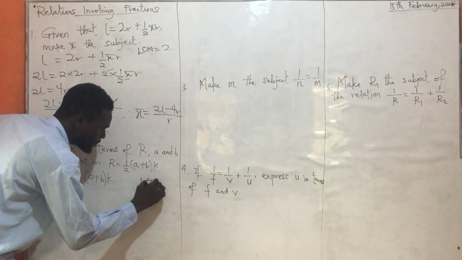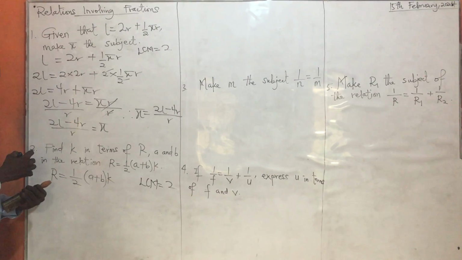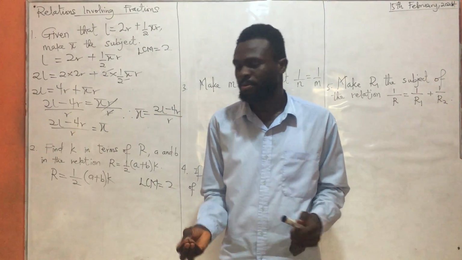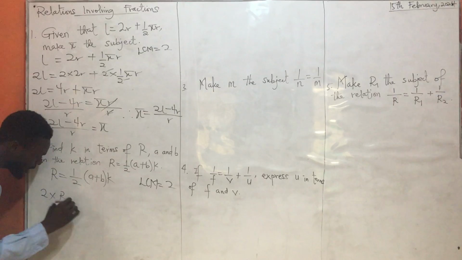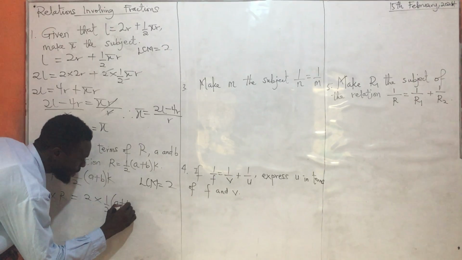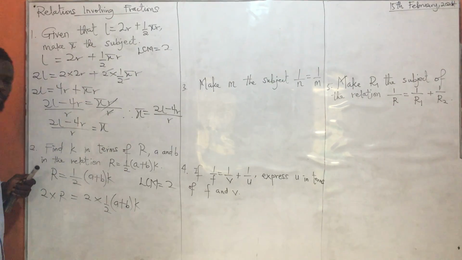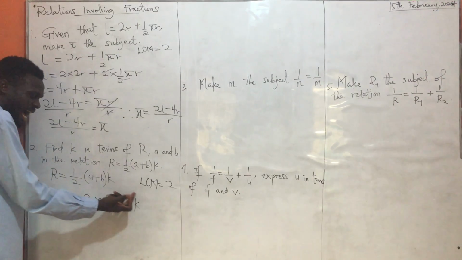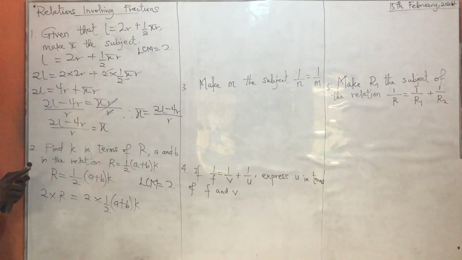Now what is your LCM? Your LCM is 2 because this is over 1. Now what do we do? What did we say we have to do? When you find the LCM, multiply each term by the LCM. So we have 2 times R is equal to 2 times half bracket of A plus B, K. So this is one term on its own. You don't multiply this by 2 and go multiply by 2 again. No. Since they are all multiplying each other, it is classified as one term.